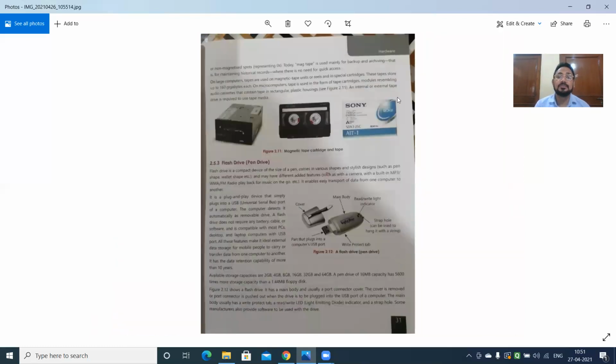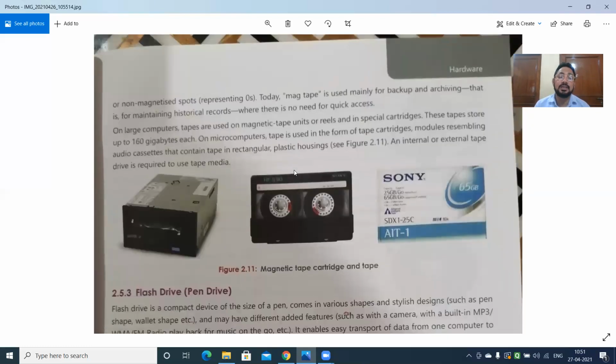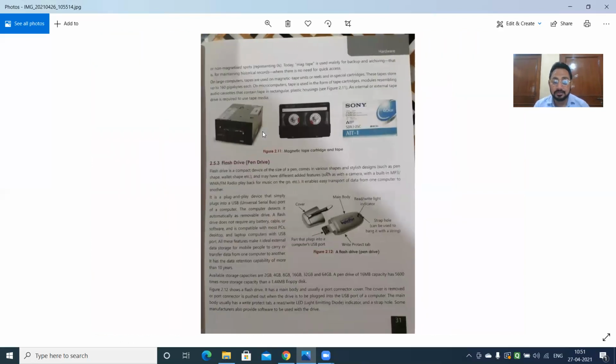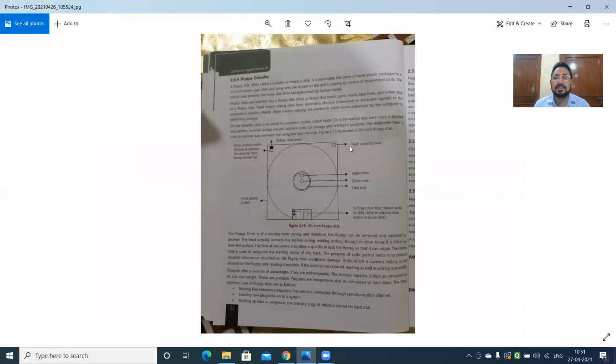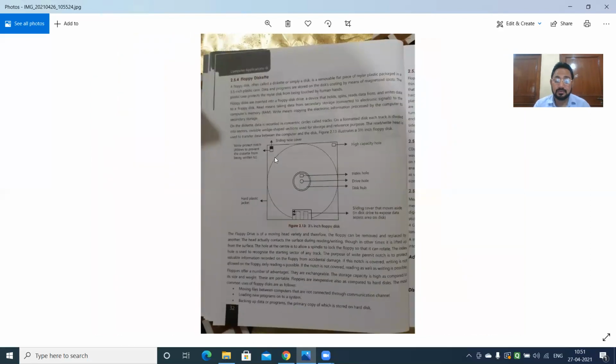Next, these magnetized spots and non-magnetized spots: those that are magnetized are represented by 1 and those that are non-magnetized are represented by 0. Remember that. Magnetized are represented by 1 and non-magnetized are represented by 0.